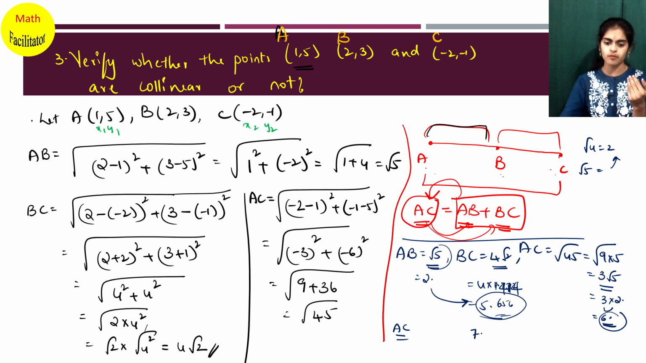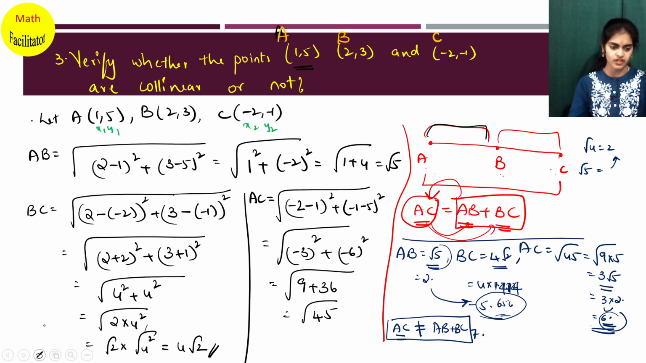Okay, something 7 point you will get. But here you have only 6 points. So which means I can say AC is not equal to AB plus BC. Did you understand? Since it is the very first one, collinearity, the very first question, I'm explaining it to you so much.